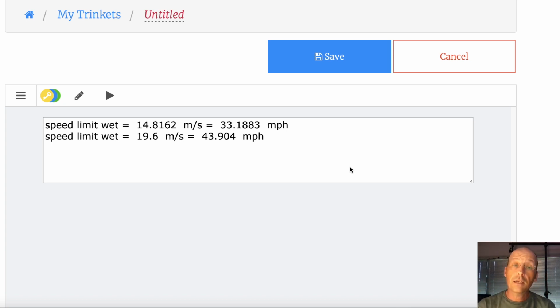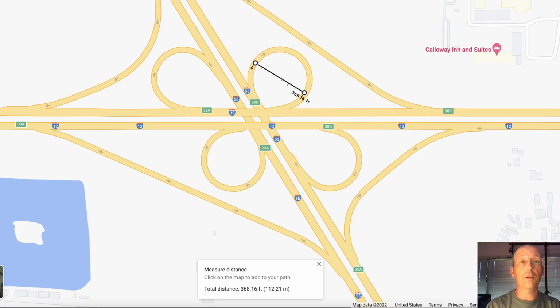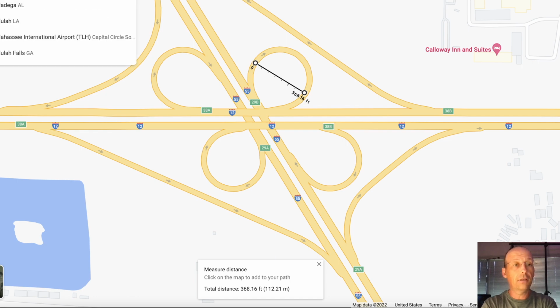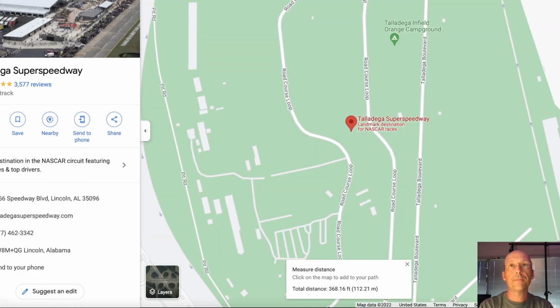Okay, let's consider now a different problem. What if I had a banked turn? And let's think of a really cool banked turn. I'm thinking of NASCAR speedways. They're in NASCAR, right? Like Talladega is the one that comes to my mind. So let's look at Talladega Super Speedway. Okay, there we go.